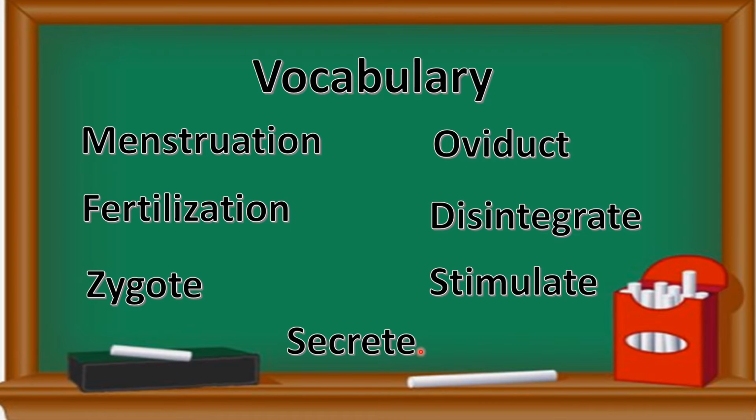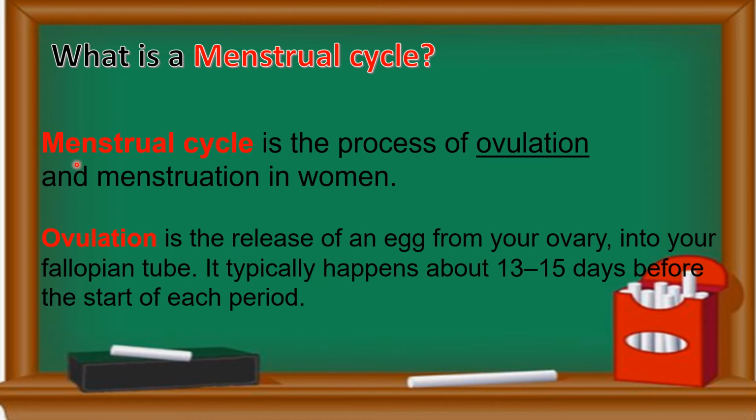So what is a menstrual cycle? Menstrual cycle is the process of ovulation and menstruation in women. Again, menstrual cycle is the process of ovulation and menstruation in women.